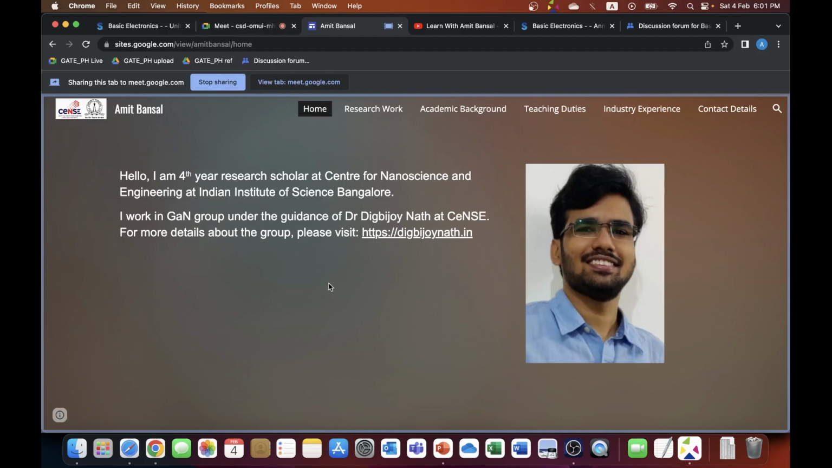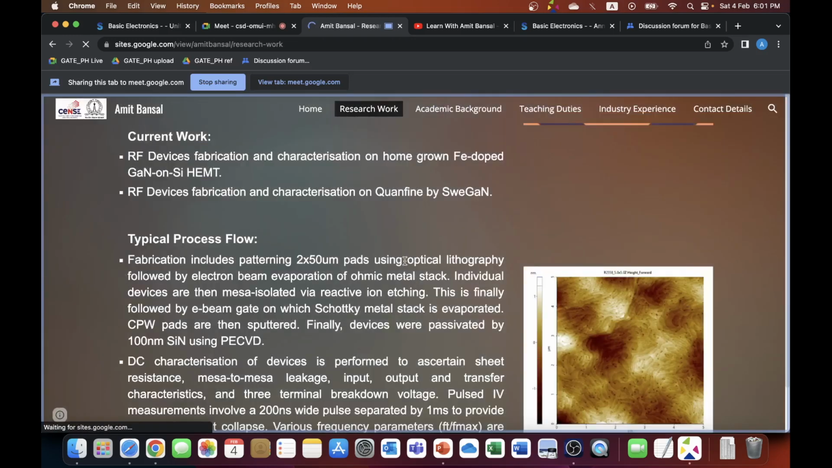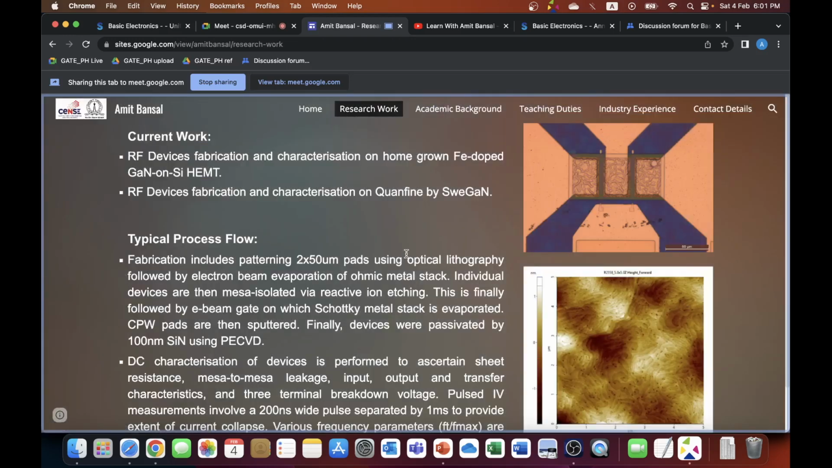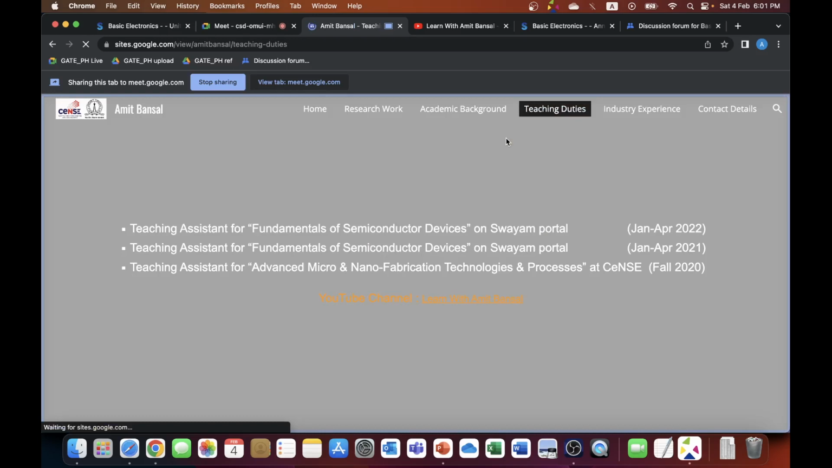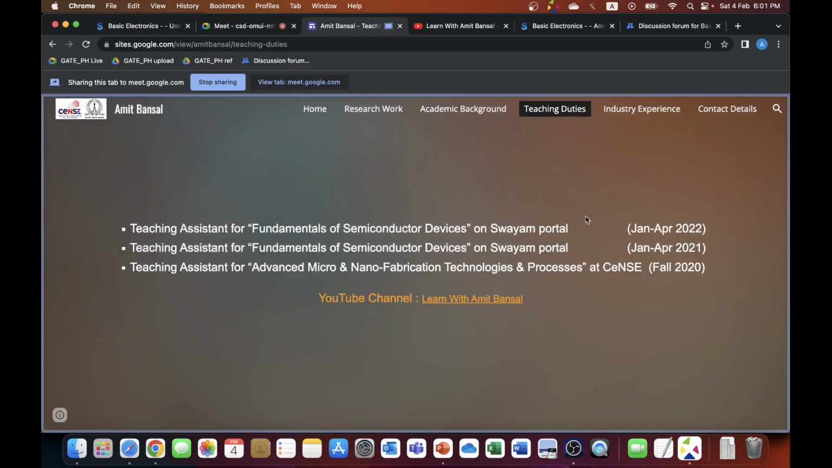As I told you, my name is Amit. I'm a fourth year research scholar at the Indian Institute of Science, Bengaluru. Currently, I'm working on devices based on a semiconductor material named gallium nitride. So this is my work that I've been doing. As I told you, I'm in PhD. I have been a teaching assistant for various courses in physical format, as well as in the online format, for at least the past 2 years.